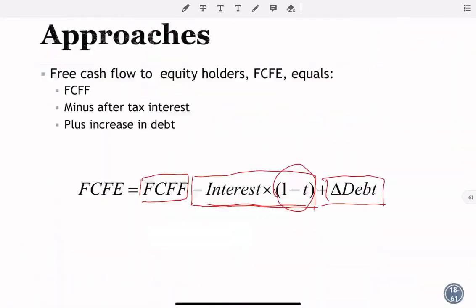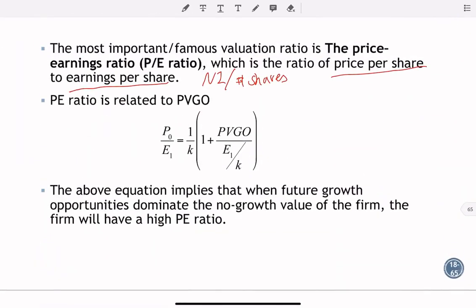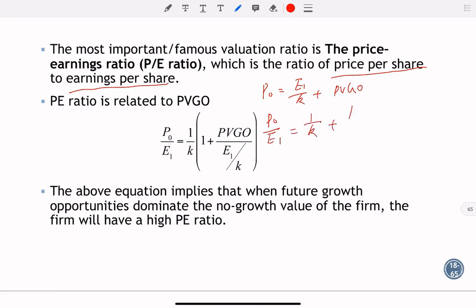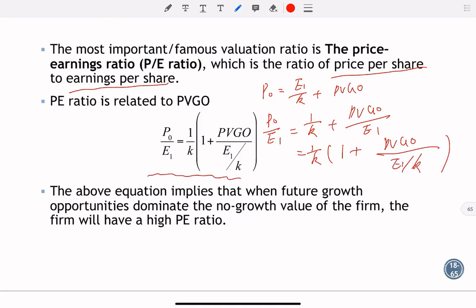Okay, let me go back to this PE ratio section. So we learned P0 equals E1 over K plus PV go. So this implies P0 divided by E1 equals 1 over K times 1 plus PV go divided by E1 over K. So that's how you get this relationship.